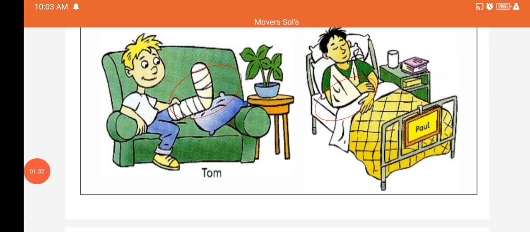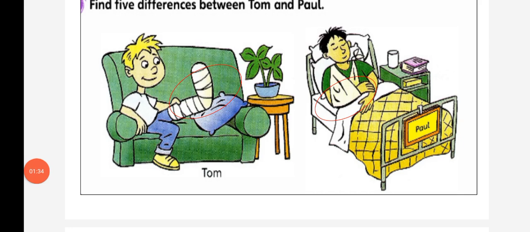So first, you can see that I've circled Tom's leg that is in bandage, and here I've circled Paul's hand. So one of the differences in this case that you can state is that Tom has a broken leg or an injured leg, but Paul has an injured arm or a broken arm.